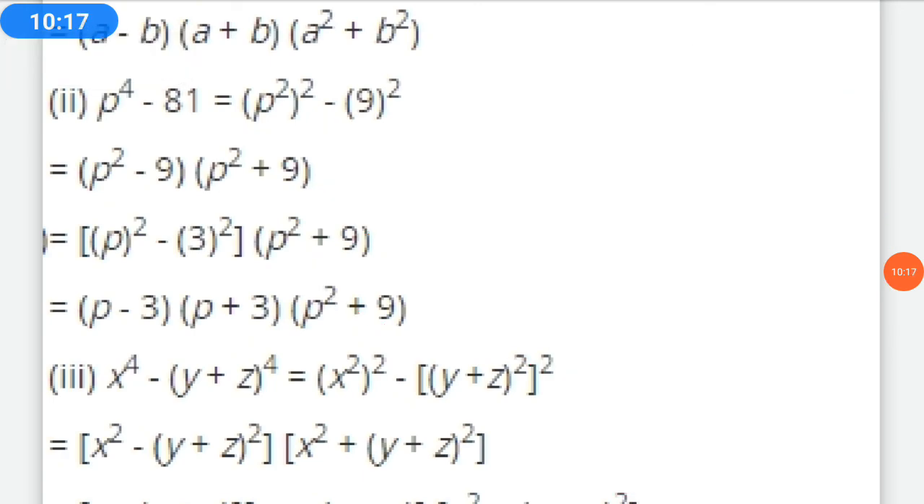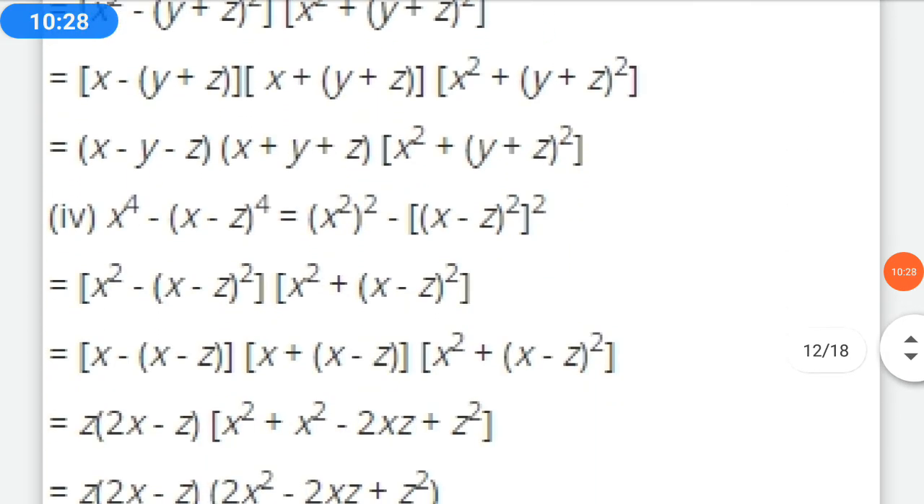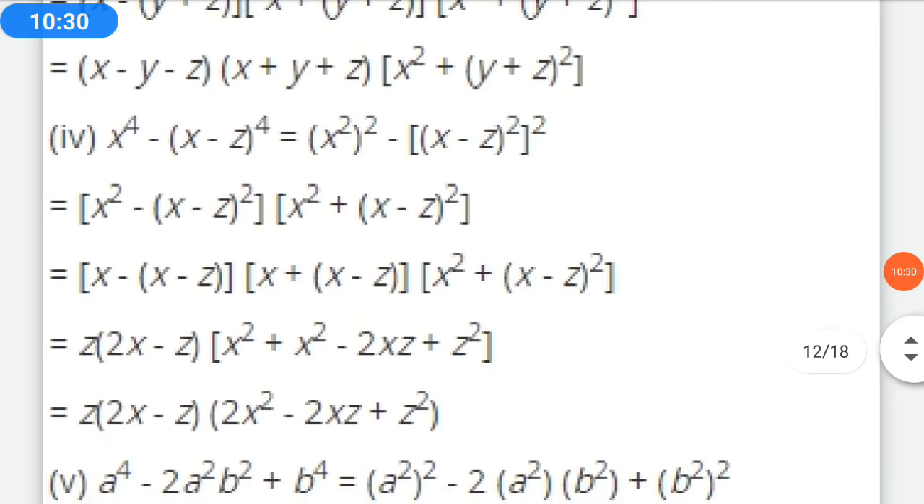Clear to everyone? So dear students, in this way you have to solve each and every question from this exercise. Hope you people understood the questions. Moving toward the next question, all the questions are the same, which you have to solve.